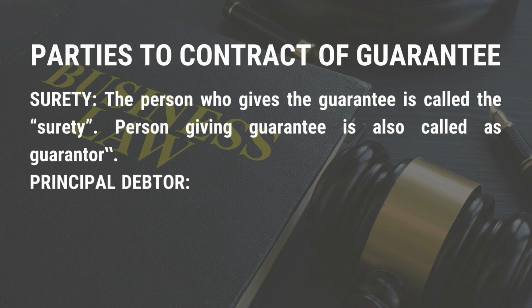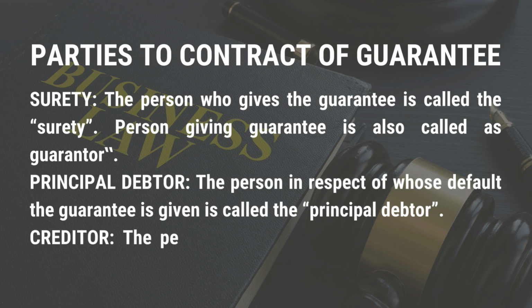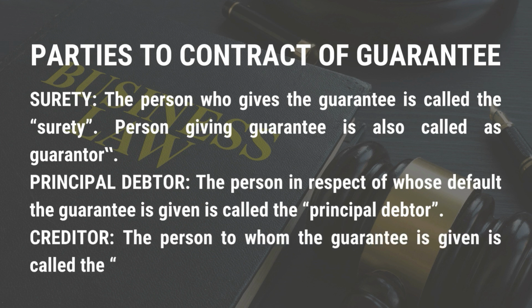So principal debtor is a person in respect of whose default the guarantee is given. Eventually the debtor was responsible to make the payment, but that responsibility has been taken over by the surety. So if default is there, from the debtor's point of view, surety will make the payment. To whom? The third party, called creditor. So the one to whom the guarantee has been given is known as creditor.